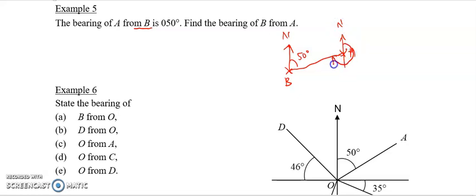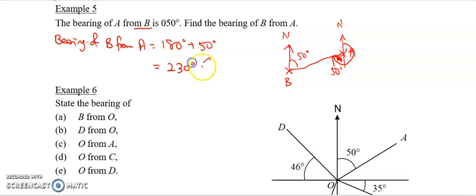We rotate, so we have the same thing here. This angle, which I colored out, is 50 degrees because of alternate angles, as the norths are parallel. So bearing of B from A will be equal to 180 plus 50 degrees. So we get 230 degrees by using the property of alternate angles.